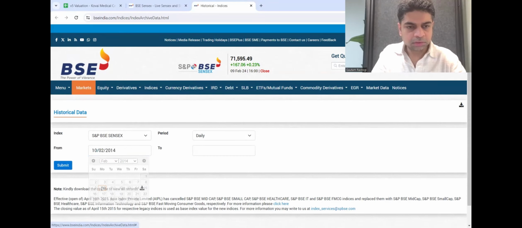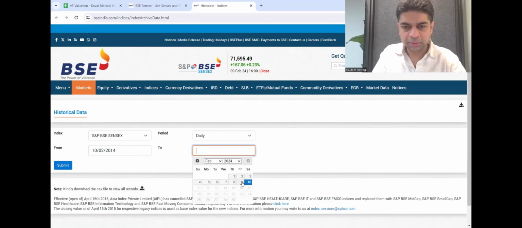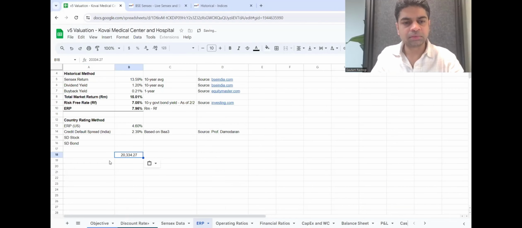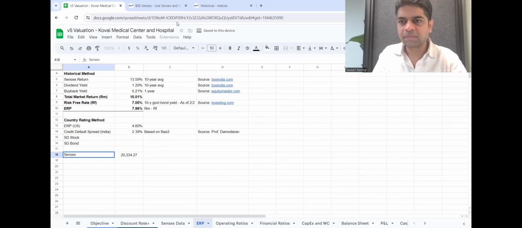Go 10 years back in time, to today. Click submit. Capture the closing index price as on 10th Feb 2014, which was 10 years back in time. Capture that information for the Sensex.